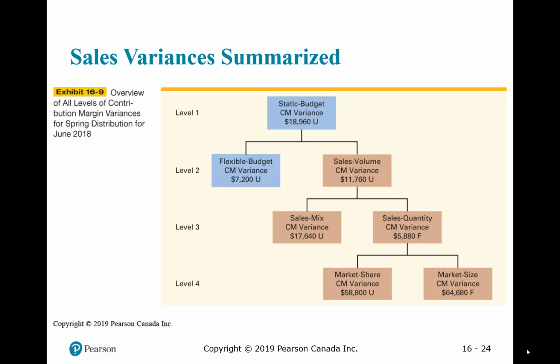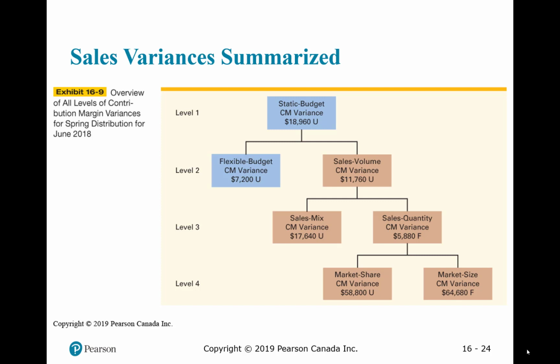The one thing I do want you guys to know is that at each level, we can explain that particular variance through variances that are now below that level. So for example, your market share and market size variances come together to explain your sales quantity variance. Then your sales quantity variance and sales mix variances at level 3 roll into your sales volume variance, which then combined with your flexible budget variance explains your overall static budget variance.